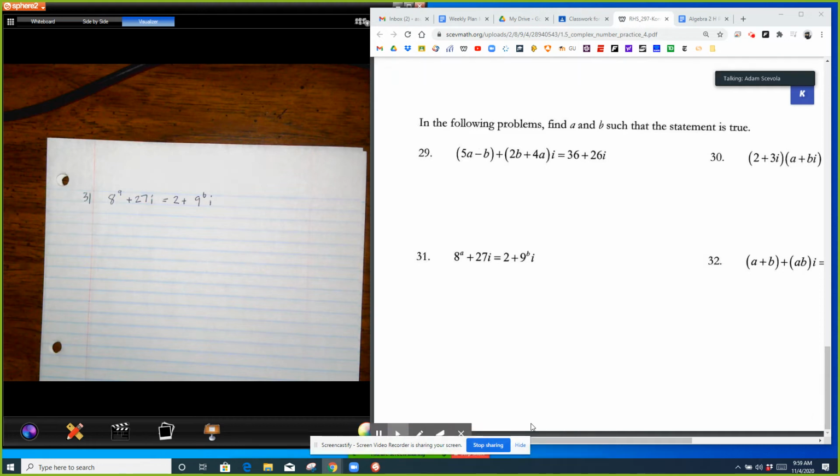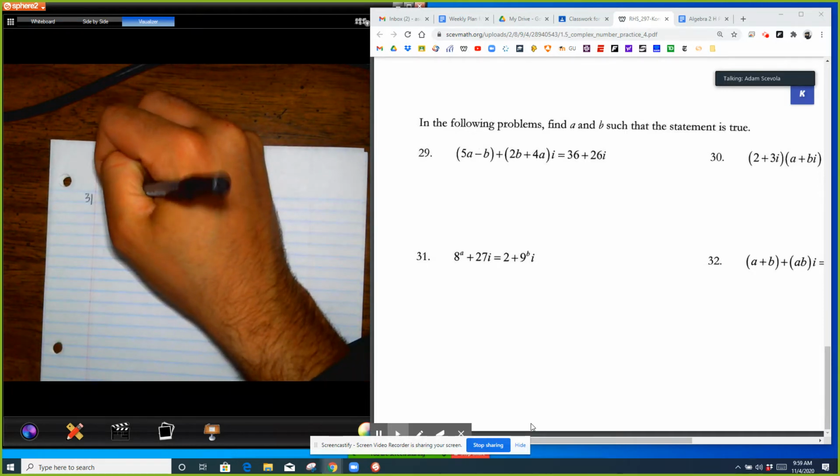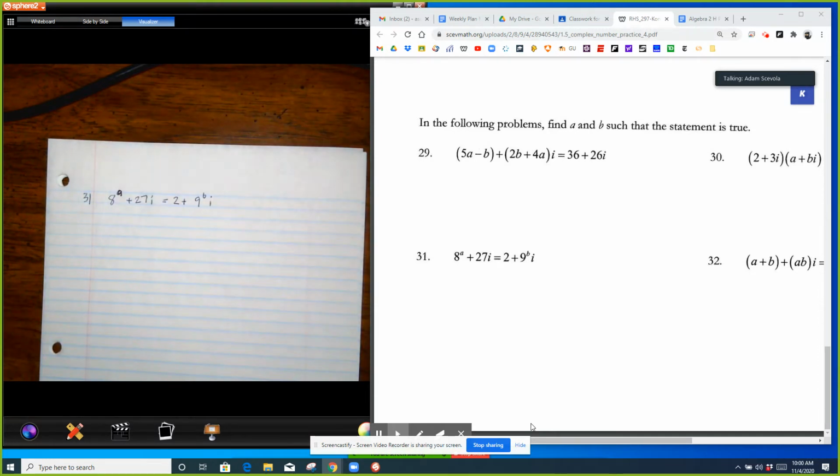All right, number 31. The question states, in the following problems, find A and B such that the statement is true. If we look at the statement in 31, we have 8 to the A power. I have poor penmanship. It looks like a 9, but that's an A. Plus 27i equals 2 plus 9 to the B power times i.